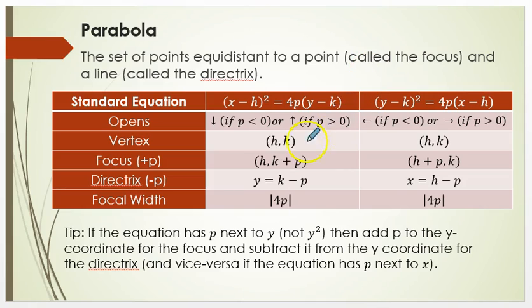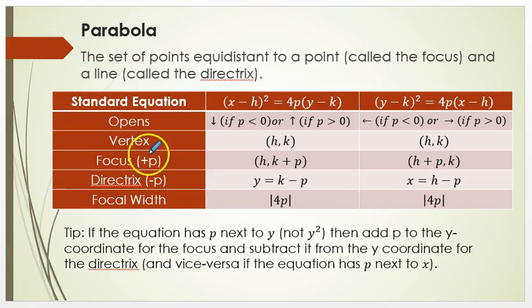And then I have two formulas that look fairly similar for the focus and the directrix. You'll see that they both basically start from your vertex coordinate. And then I've tried to give you a shortcut rather than have you memorize these different rules. If you notice that when p is touching the y variable, then you're going to take that p value and add it to the y coordinate. So add it to whatever it's touching, and that gives you the focus. Or subtract it from the y coordinate, so k minus p, and that gives you the directrix.